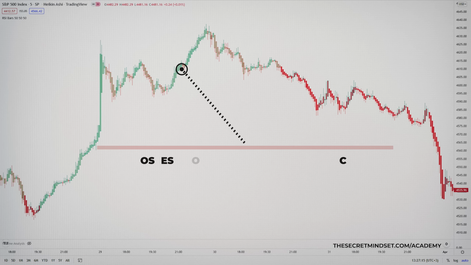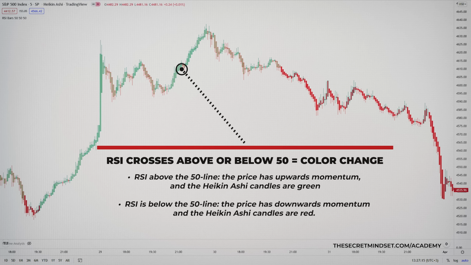The color of price bars change every time the RSI crosses above or below 50. When the RSI is above the 50 line, the price has upwards momentum, and the Heikin Ashi candles are green. When the RSI is below the 50 line, the price has downwards momentum, and the Heikin Ashi candles are red. When the RSI is crossing the center line, the momentum is switching from one direction to the other, and the candles are changing color.